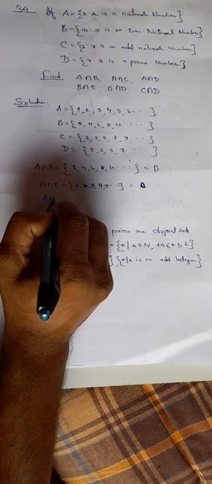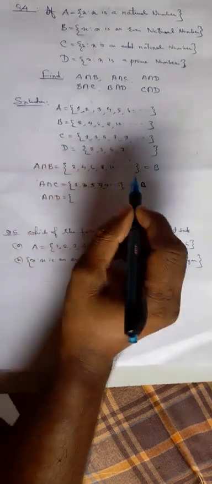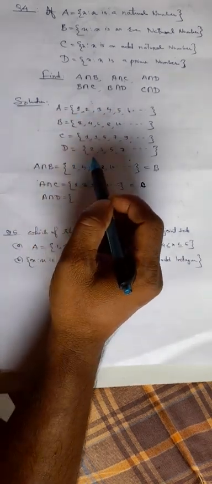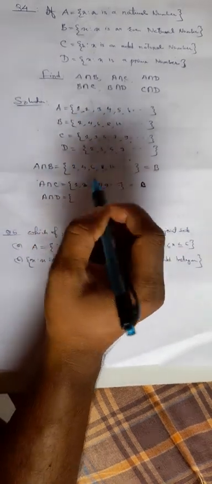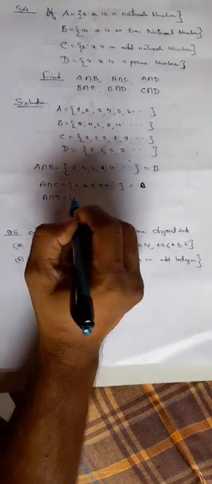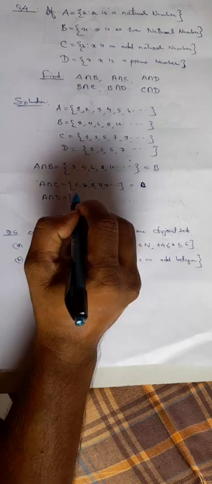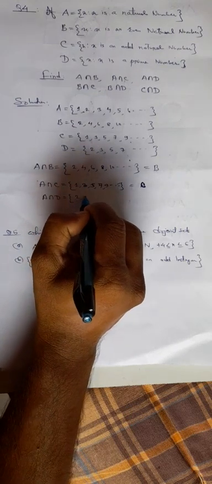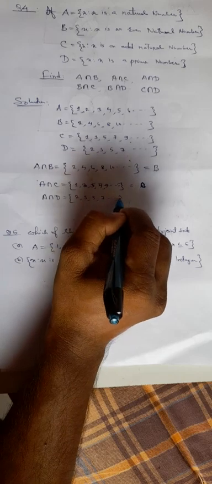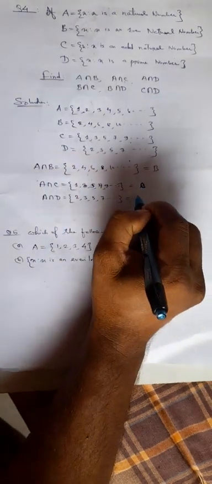Find A intersection D. What is A intersection D? A is the set of natural numbers. D is the set of prime numbers. Now we see all prime numbers are natural numbers. So A intersection D means you will get common elements of A and D. That means the prime numbers. So A intersection D equal to D.